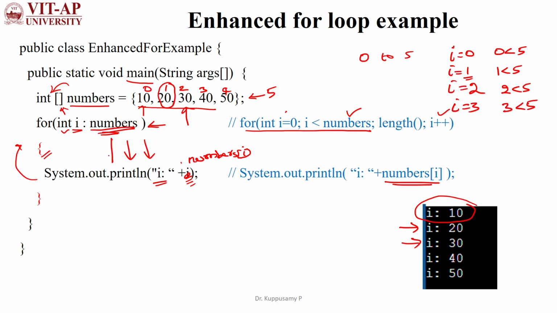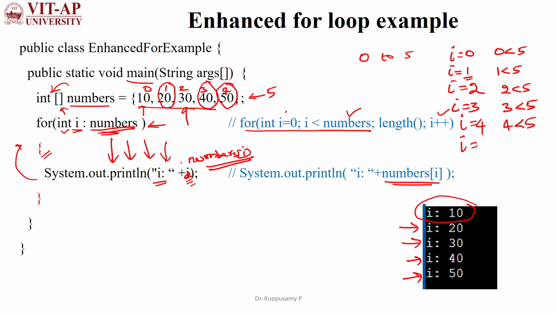Once it is true, come inside the for loop, right? Again numbers of 3. Okay, numbers of 3 is here 40, so 40 is printed here. Then I is incremented by 1, so I equal to 4. So the condition will be checked, 4 less than 5, right? So now again coming inside the for loop, it is printing numbers of I. So numbers of 4 is here 50, so 50 is printed.